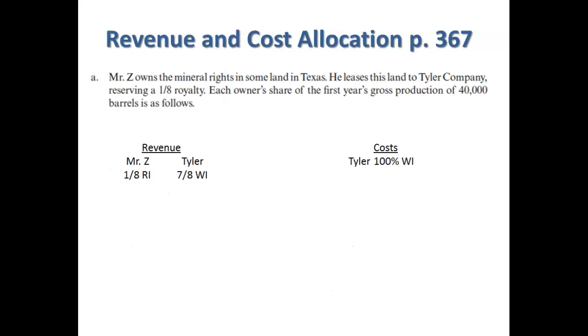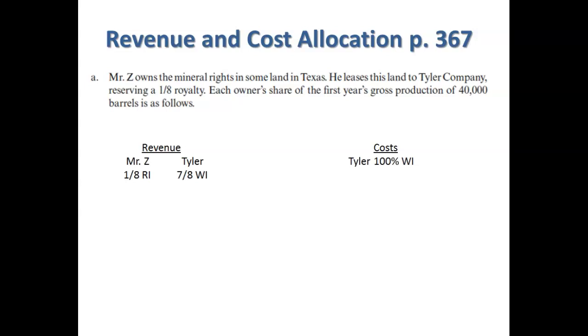For example, revenue and cost allocation on page 367. Mr. Z owns the mineral rights in some land in Texas. He leases this land to Tyler Company, reserving a 1/8 royalty. Each owner's share of the first year's gross production of 40,000 barrels is as follows.